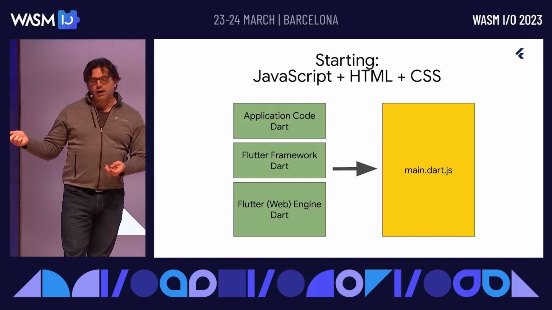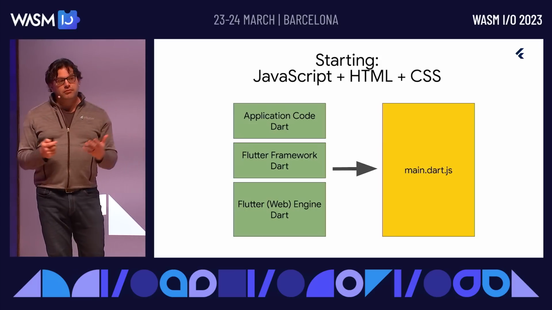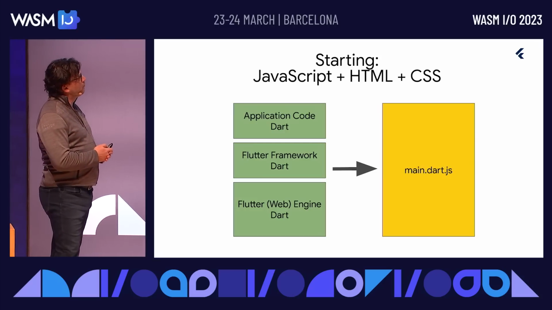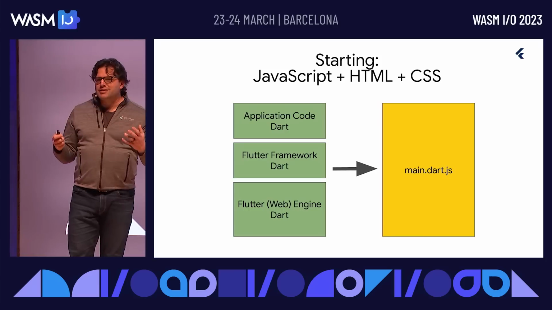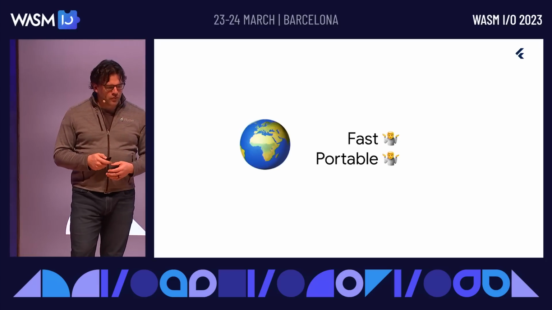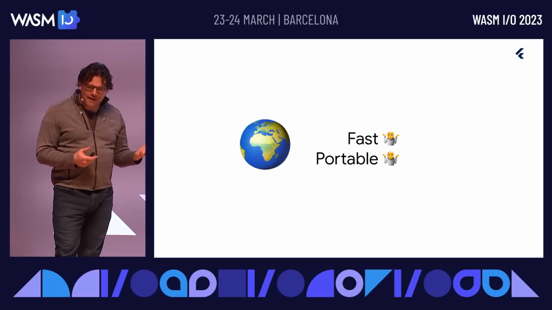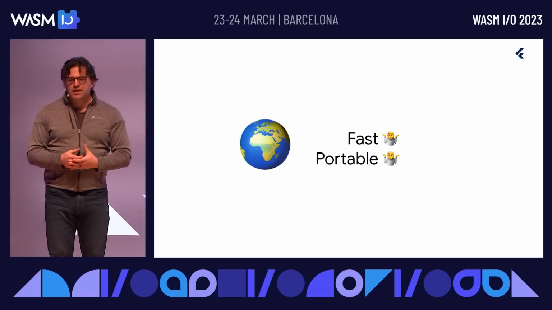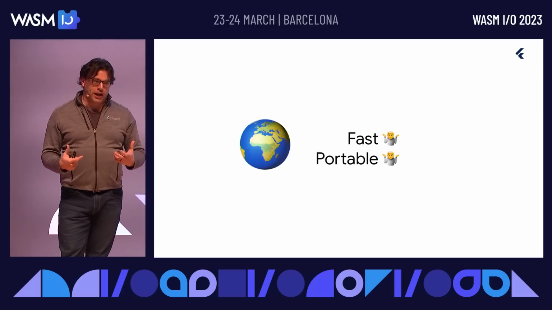And what we did was we compiled it all to JavaScript. We've been compiling Dart to JavaScript for 10 years now, effectively. And we use the DOM. So we use a combination of divs and canvas and SVG to make things work. And it was OK. The performance was OK. The portability and the fidelity were OK.